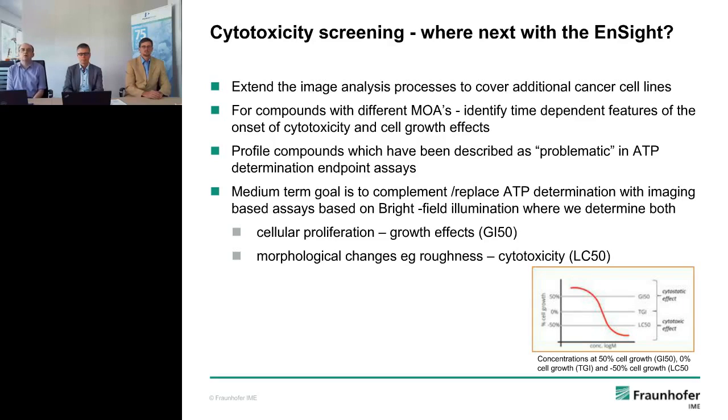That will allow us to determine cellular proliferation, so that's effects of compounds on growth, and also morphological changes, for instance roughness, and understand what their impact on cytotoxicity is. At the moment we're not able to unequivocally differentiate between live and dead cells, but we believe that the roughness parameter will give us a handle on that process, and we can better understand that. That will give us, I think, a very useful and flexible tool to aid our general cancer drug discovery programs here at Fraunhofer ScreeningPort.